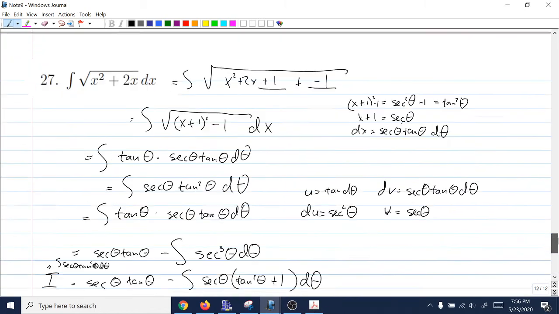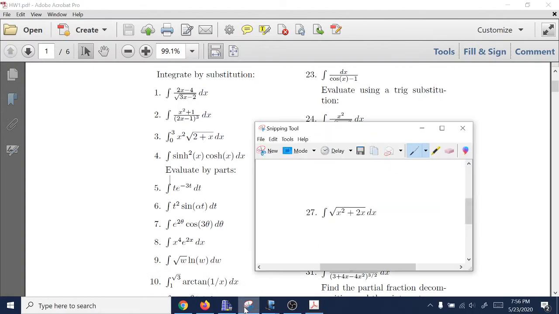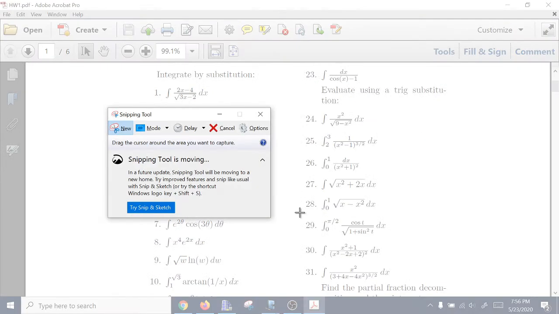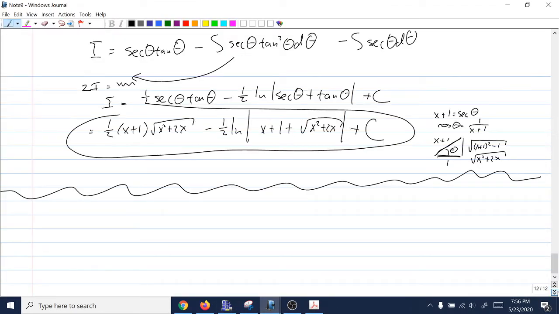What was that one? That was 27. Let's do 29. Integrate this mess from 0 to pi over 2. Okay, I got a definite integral. Is there an obvious trig substitution? First off, the problem's messed up. This should have been a dt.